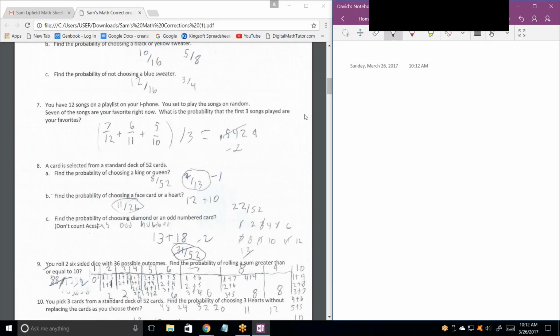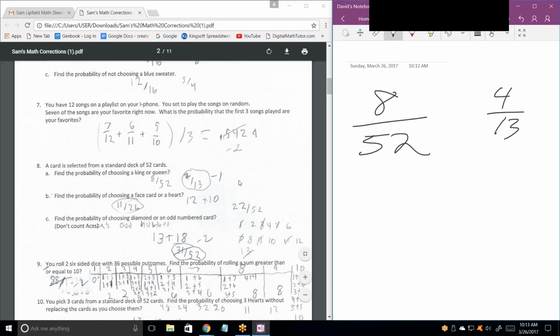Okay. Number 8A. You got the probability correct, but then when you simplified the fraction, you got it incorrect. That's why you lost a point there. So let's talk about that. How'd you make that mistake? Let's figure it out. It looks like you converted it to 4/13. Is that your original answer?